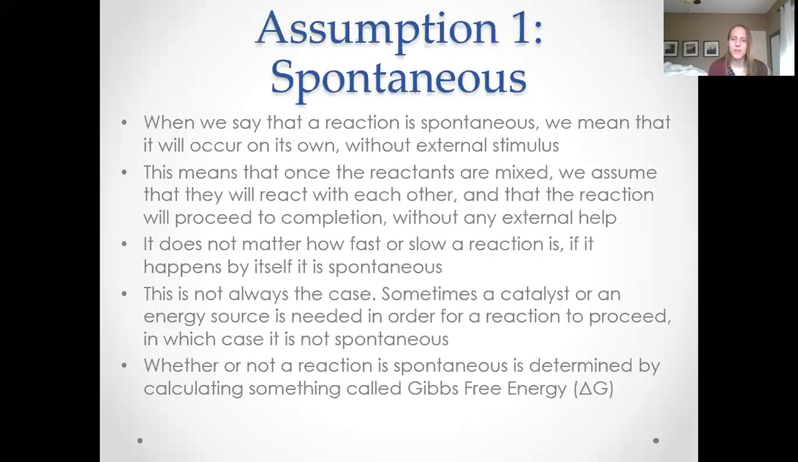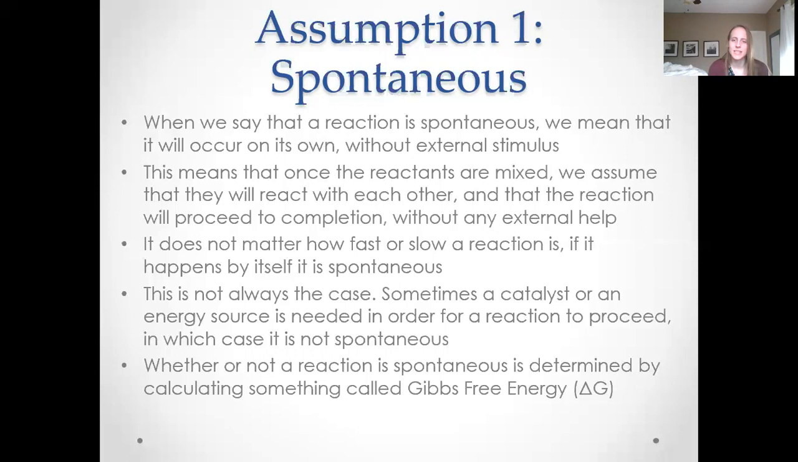So when we say that we assume a reaction is spontaneous, what we mean is that it will happen on its own. So I mix 2 chemicals together. If those 2 chemicals react, then it is spontaneous. If I have to add heat or add pressure or add a catalyst or something like that, then it's no longer spontaneous. But as long as those chemicals, when mixed, will actually react on their own, it is spontaneous.